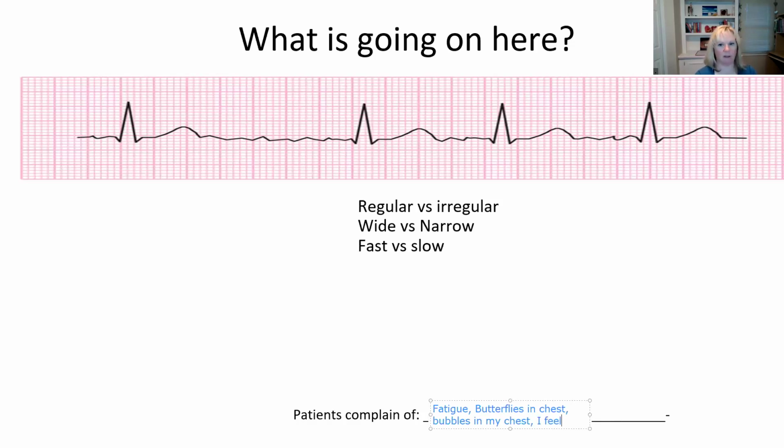I feel lightheaded. I have palpitations, skipping a beat, dizzy. Yep, these are all good. Okay, excellent job, you guys. So basically have a low threshold to get an EKG when you see this, okay? Low threshold to get an EKG when you hear those things or you feel an irregular pulse.